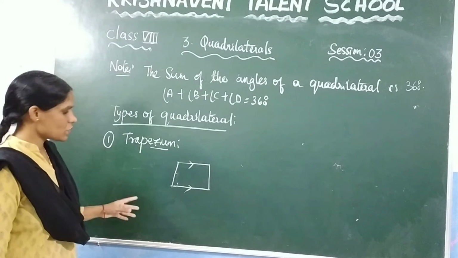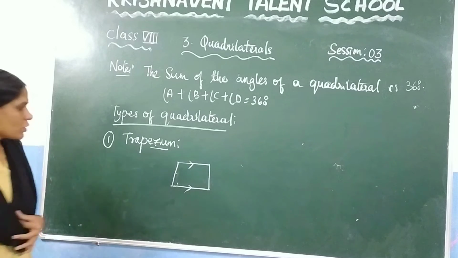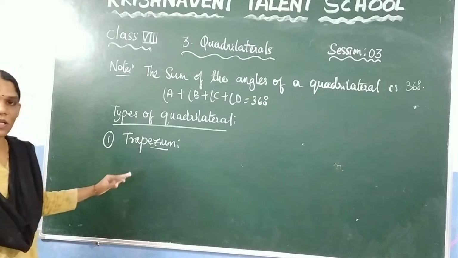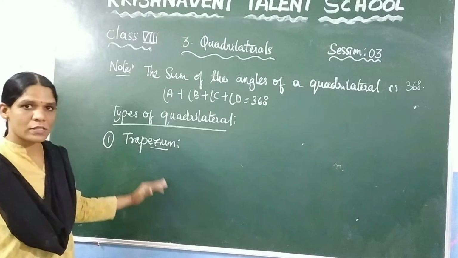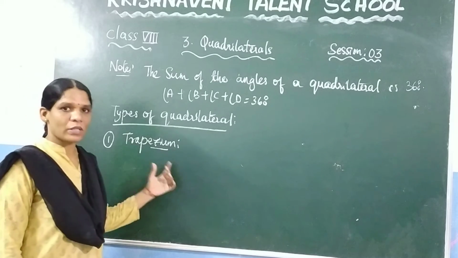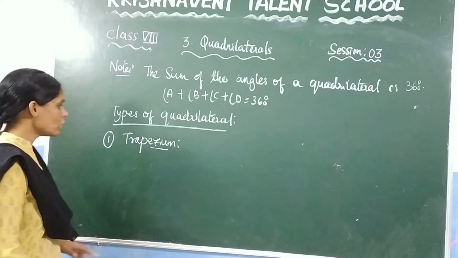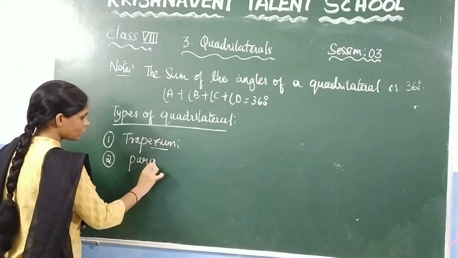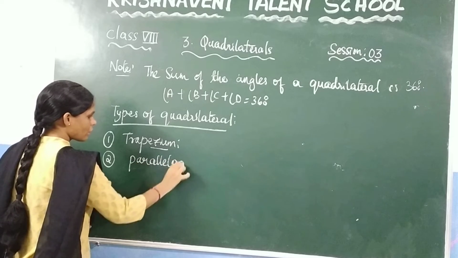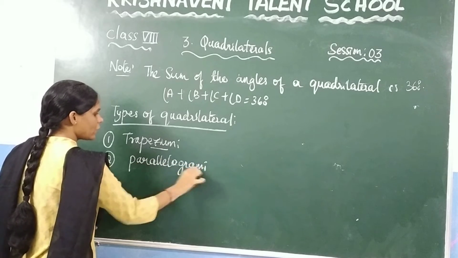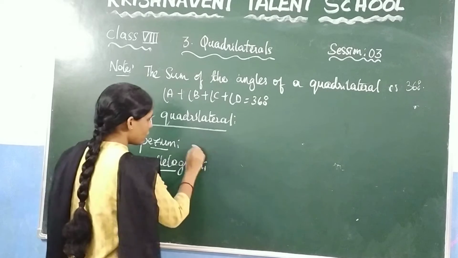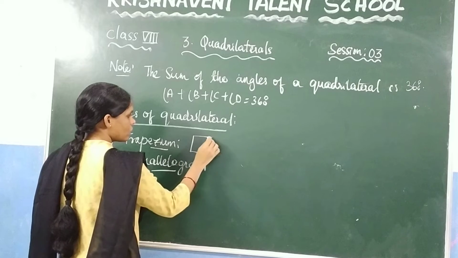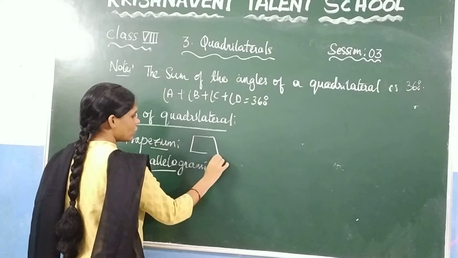And after that, the next one is the parallelogram. I am not writing everything because in the last two sessions we have discussed so many properties of the trapezium and parallelogram, and from that session you can write the definitions here. So the next one is the parallelogram. What is meant by the parallelogram? How will it look? In the trapezium, only one pair of sides is parallel, right? So here, it will look like this.